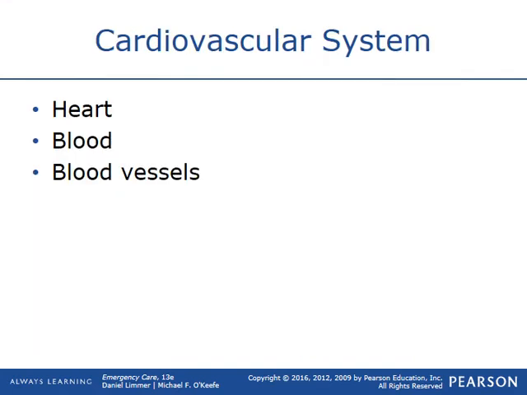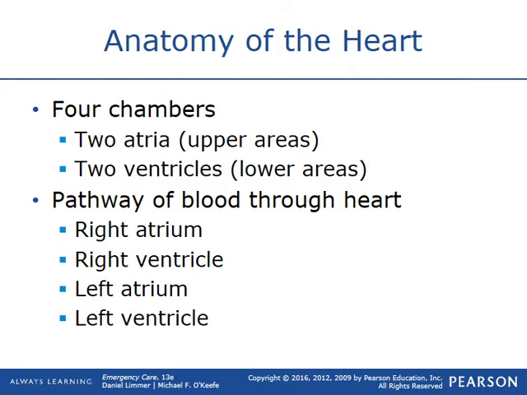As far as the cardiovascular system goes, it's comprised of the heart, the blood, and the blood vessels. So think of your heart as the pump, the blood as the volume, and the blood vessels as the container. So the heart has 4 chambers. It has 2 atria, which are the upper areas or the top of the heart, and it has 2 ventricles, which is the lower areas or the bottom of the heart. So the pathway for blood to run through the heart is through the right atrium, the right ventricle, then the left atrium, then the left ventricle, and out into the body.